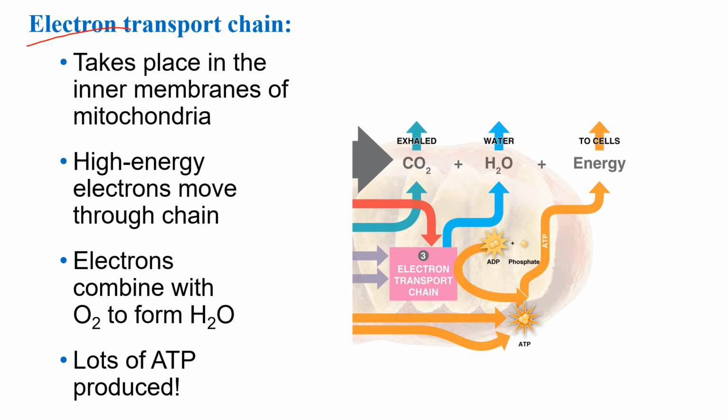Where does the electron transport chain take place? It takes place within the mitochondria, but not within the matrix. It takes place within the inner membrane of the mitochondria. It's also aerobic, so we do need oxygen. If we don't have enough oxygen, we are not going to be able to go through the electron transport chain. The electron transport chain is going to release a bunch of energy, and it's also going to release water. So that water vapor that you exhale will come from the electron transport chain, and lots of ATP will be made.